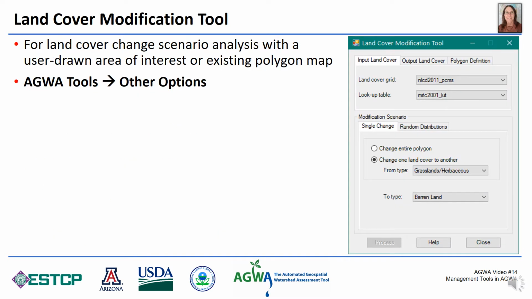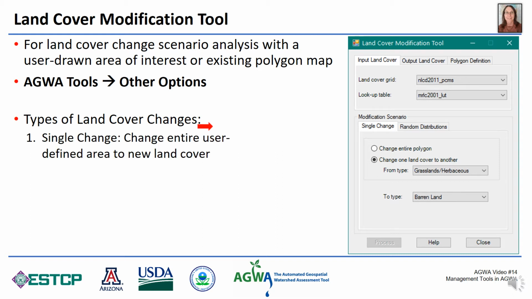The Land Cover Modification tool is used for land cover change scenario analysis. The analysis area can be drawn by the user or it can be an existing polygon map. The tool is accessed through the AGWA Tools menu and the Other Options menu item. There are several types of land cover changes that can be performed.